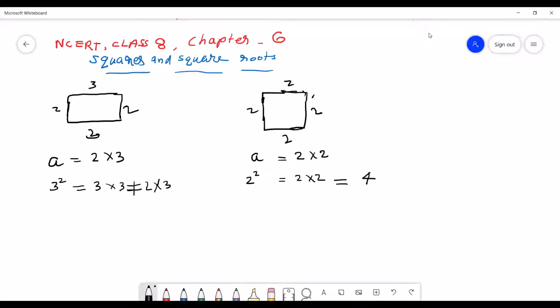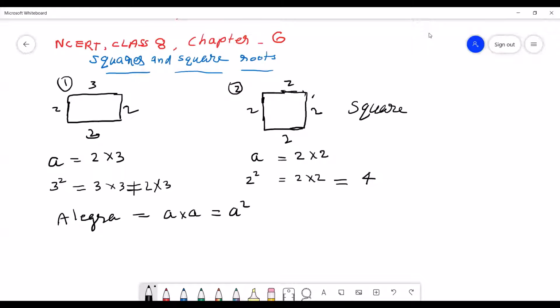Because of that, this is shape 2 and this is shape 1. Shape 2, we call a square. And this is the concept of square in geometry. In algebra also, the same concept is adopted. That is, square means a into a, that is a square. If a is 2, then 2 into 2, that is 2 square, which is equal to 4.